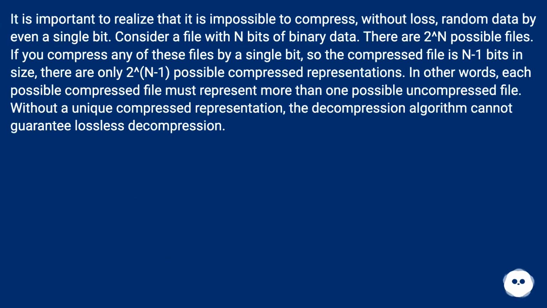It is important to realize that it is impossible to compress, without loss, random data by even a single bit. Consider a file with n bits of binary data. There are 2^n possible files. If you compress any of these files by a single bit, so the compressed file is n-1 bits in size, there are only 2^(n-1) possible compressed representations. In other words, each possible compressed file must represent more than one possible uncompressed file. Without a unique compressed representation, the decompression algorithm cannot guarantee lossless decompression.